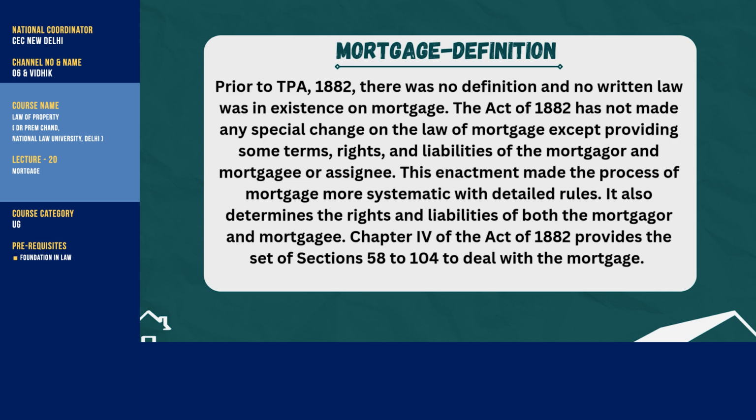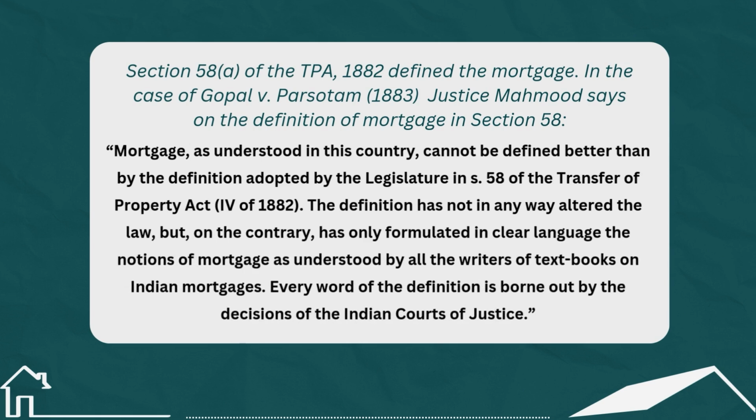It also determines the rights and liabilities of both the mortgagor and mortgagee. Chapter 4 of the Act of 1882 provides a set of sections from 58 to 104, which deals with the mortgage. Section 58(a) of the Transfer of Property Act 1882 defined the mortgage. In the case of Gopal versus Purushottam 1883, Justice Mahmood says on the definition of mortgage in section 58, mortgage as understood in this country cannot be defined better than by the definition adopted by the legislature in section 58 of the Transfer of Property Act.